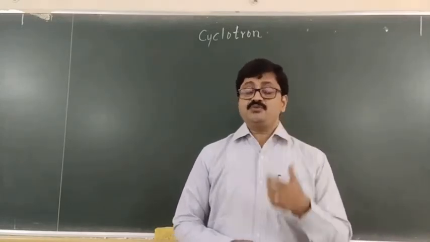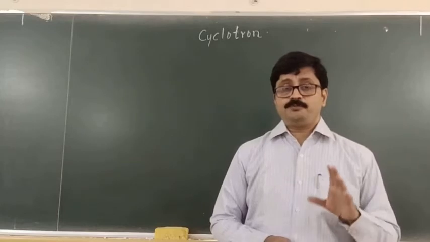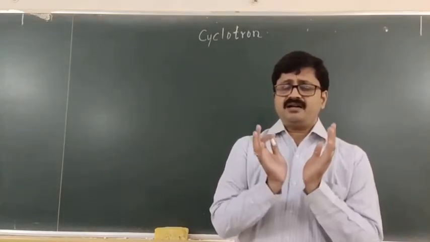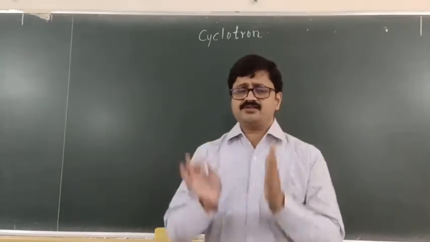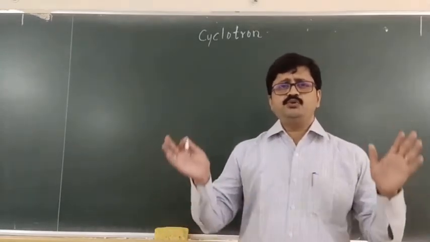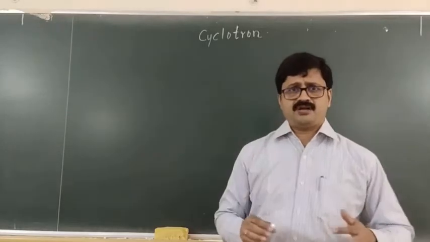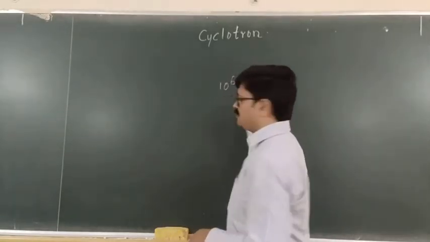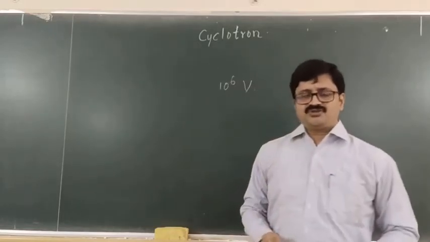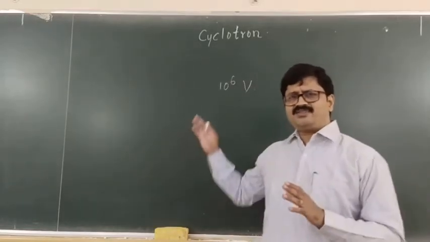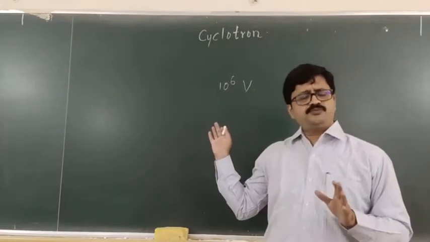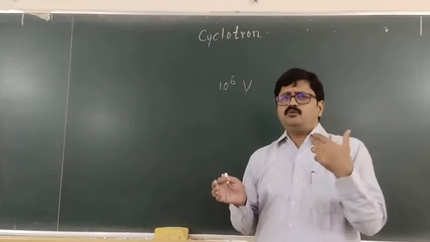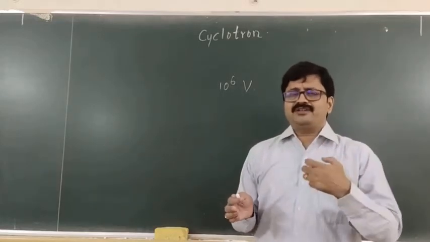Now, to produce these positively charged heavy particles at a very large kinetic energy, we require a huge potential difference, a minimum of something like 10 raised to 6 volt. Obviously, maintaining such a high potential difference is very difficult. I'll tell you how it becomes difficult.